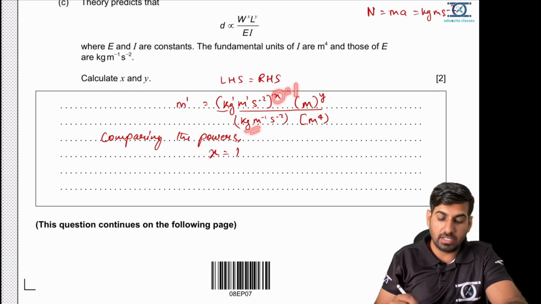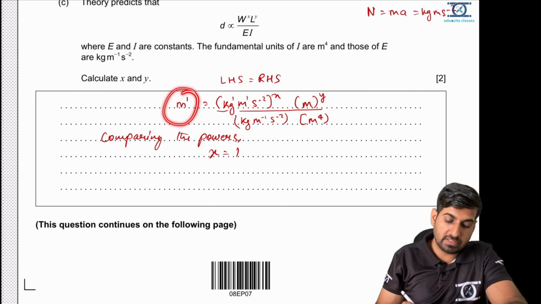Otherwise there will be certain value, and you can see on the left hand side the power of kg is 0 as well as s is 0. So that will only be possible when x is equal to 1. So we got the value of x as 1.